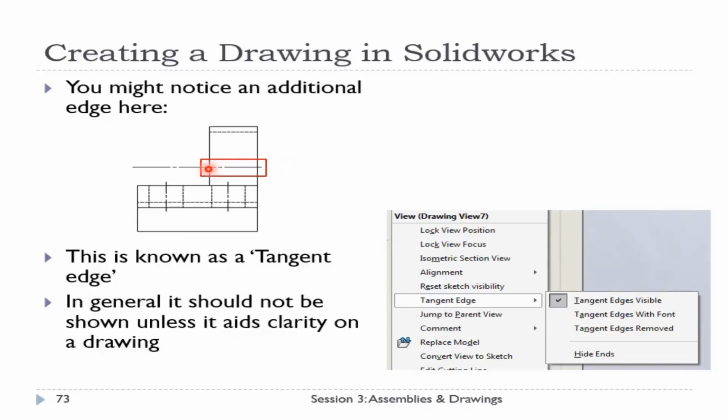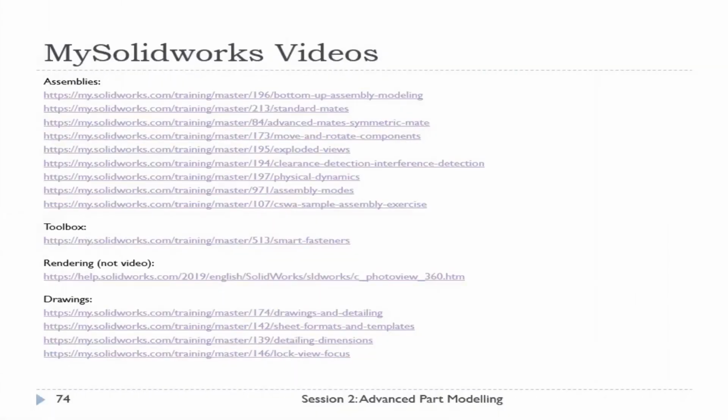Another point that you would need to be aware of. So effectively, if you create this side view, you would notice there is a solid line here representing the tangent edge. So this is basically the planar face turns to a circular face. So this is the blending edge of the circular and planar faces. So it's called tangent edge. It's good practice to make these tangent edges hidden. So to do that, you can right click on a view and then go to tangent edge and make sure tangent edge removed is selected.